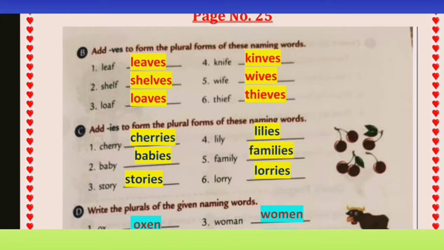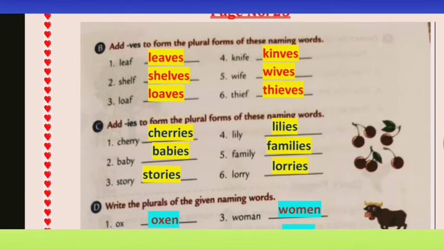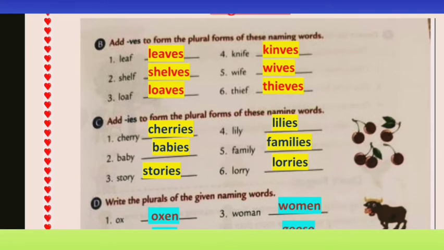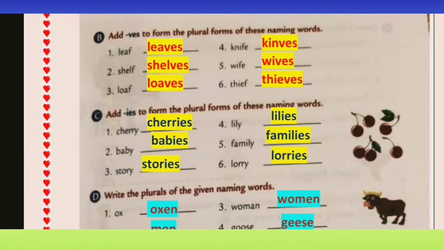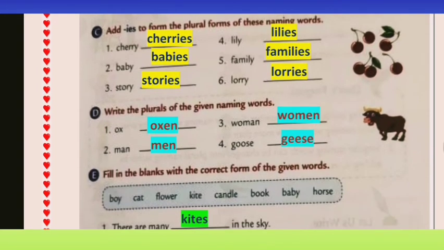So we will remove the letter F and we will write VES to make it a plural form. Leaf, leaves. Shelf, shelves. You have to remove F from there and then write VES. Loaf, loaves. Knife, knives. Wife, wives. Thief, thieves.